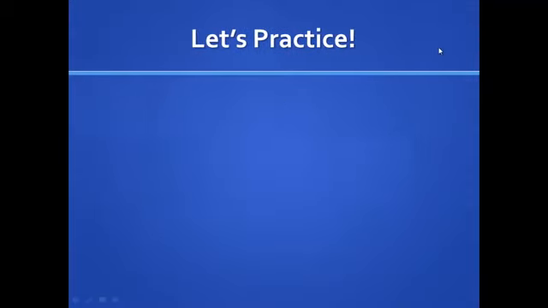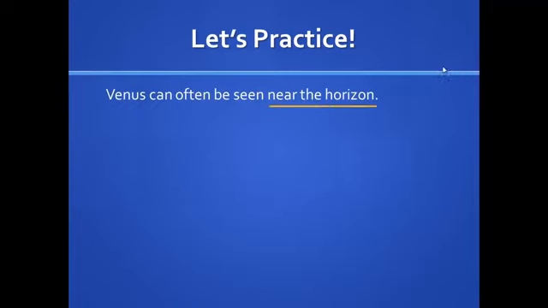Let's practice together. Take a look at this sentence. Venus can often be seen near the horizon. Take a moment, please, and find the prepositional phrase. I'm hoping that you said near the horizon is the prepositional phrase. If so, you were correct. Step 2. Find the word that it describes. Well, in this case, it's a little bit trickier, so be careful, because it's going to describe more than one. Take a look and see what you think.